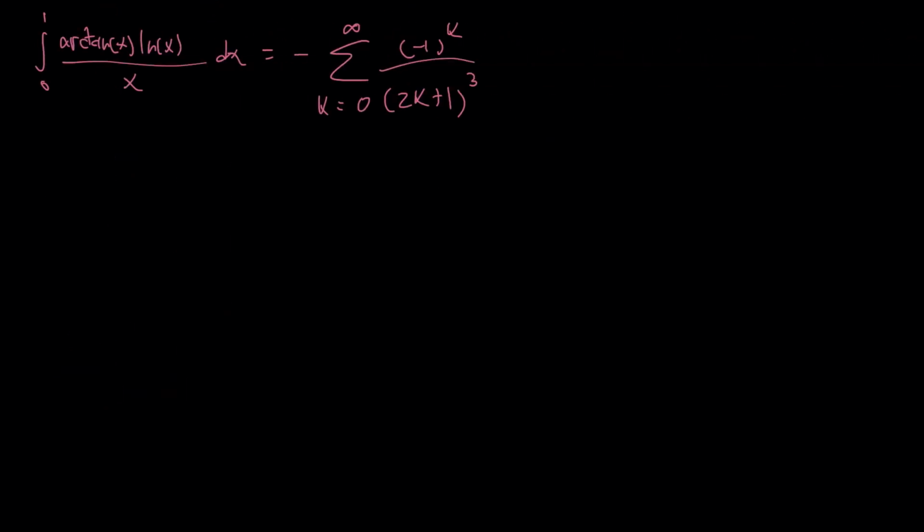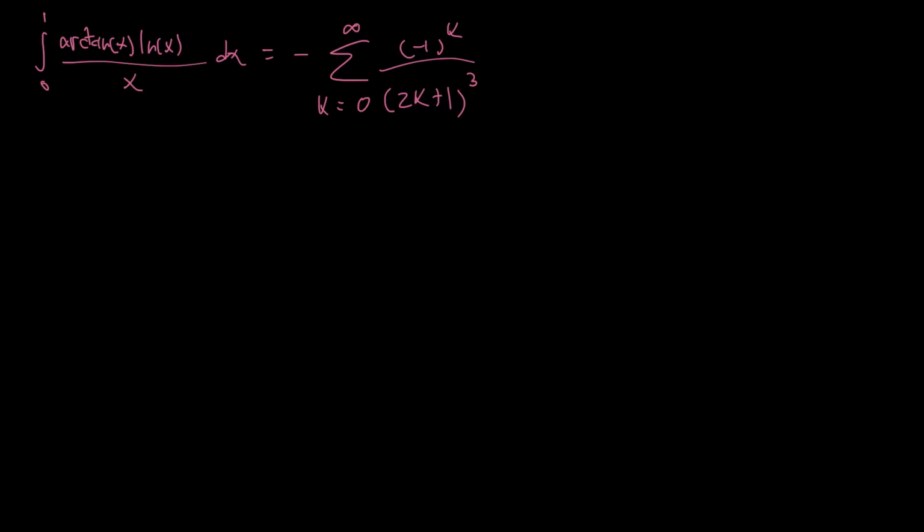So we just got done showing that the integral from 0 to 1 of the arctangent of x times the natural log of x divided by x dx is equal to negative the sum from 0 to infinity, negative 1 to the k divided by 2k plus 1 quantity cubed.